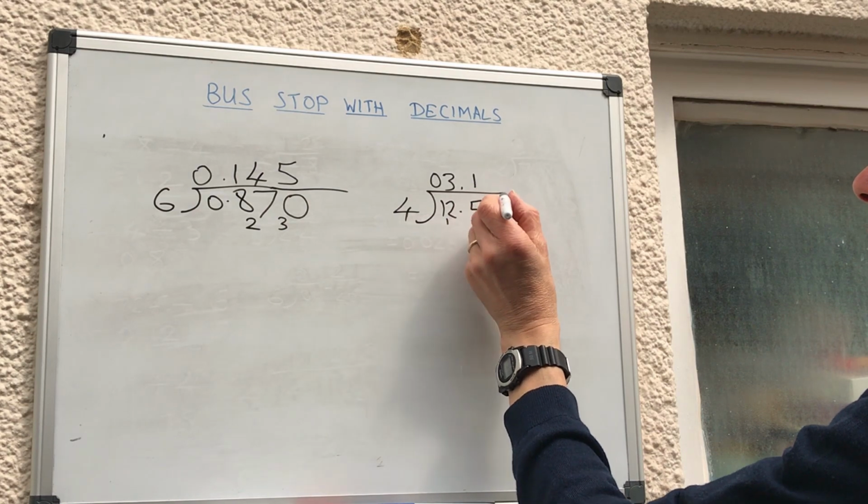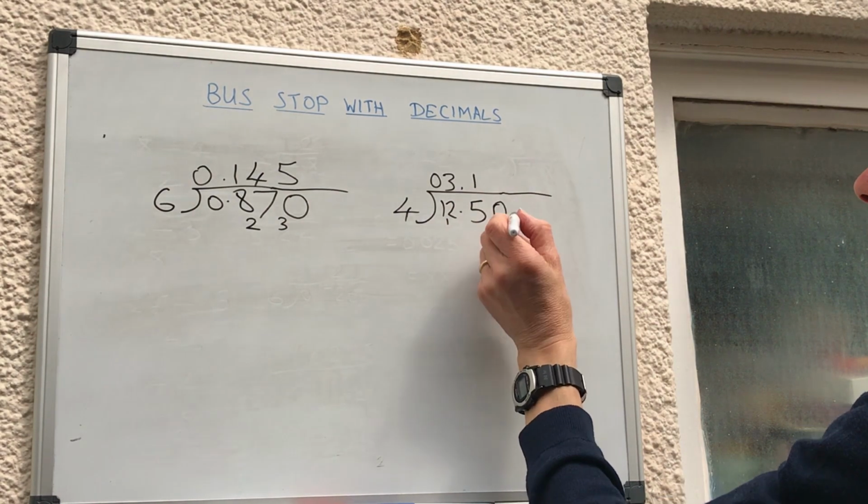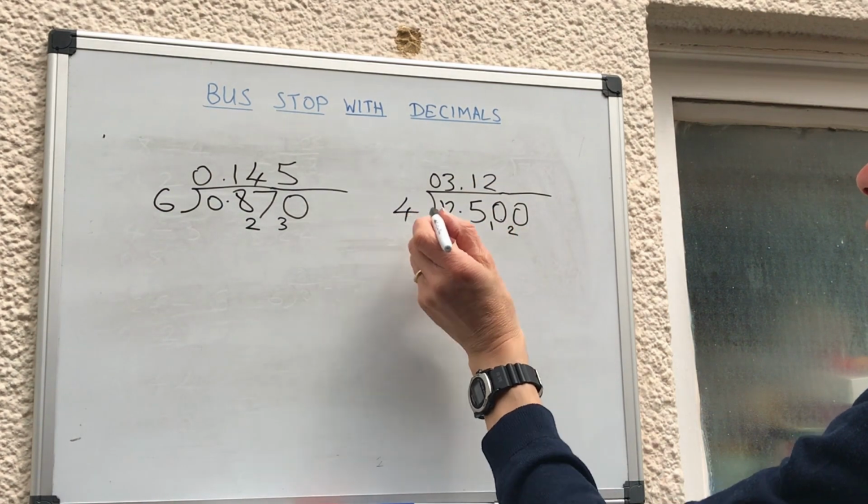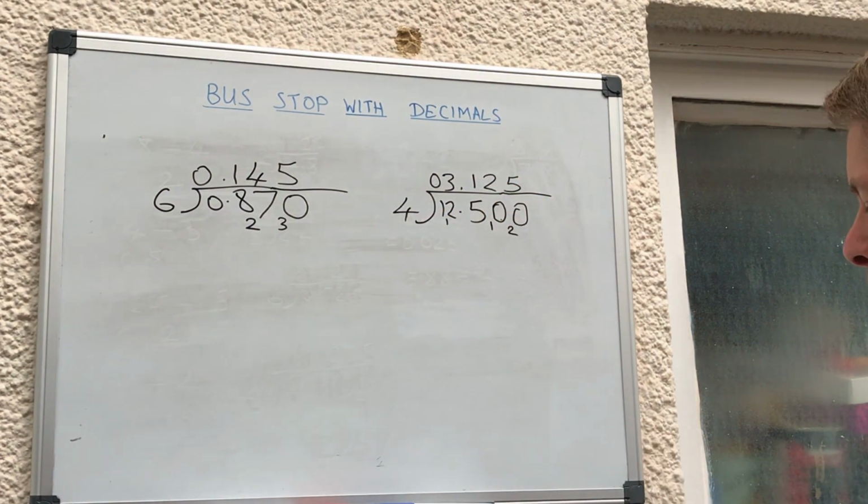4s into 10. I can see this is not going to work, so I'm extending. So 4s into 10 is 2, remainder 2. 4s into 20 is 5.